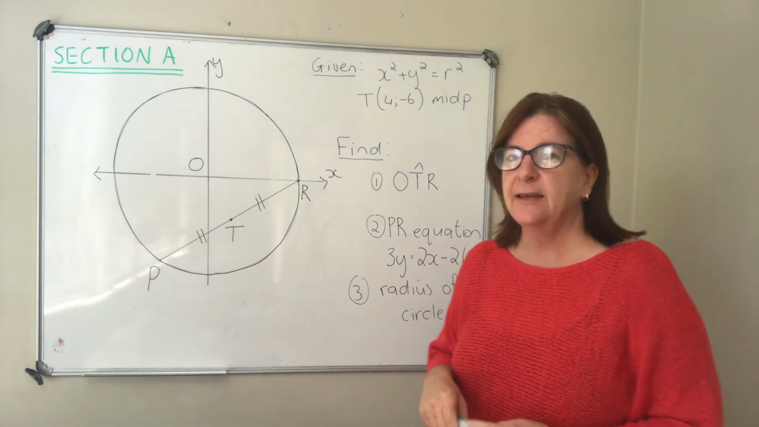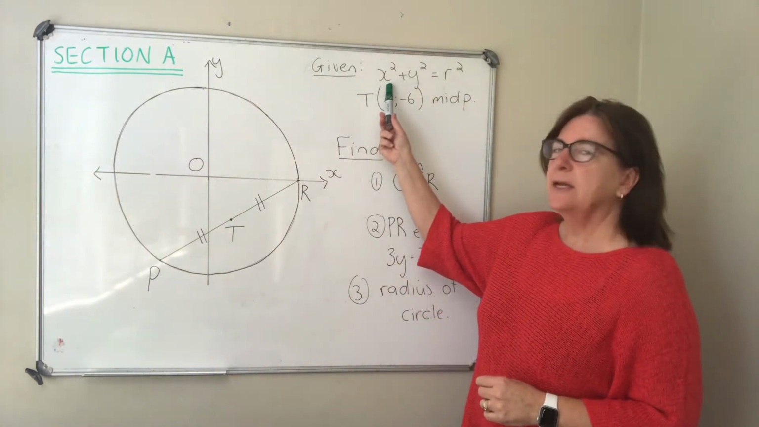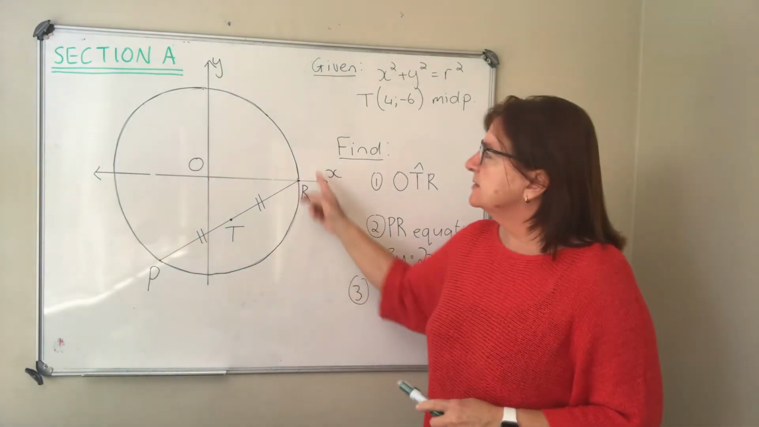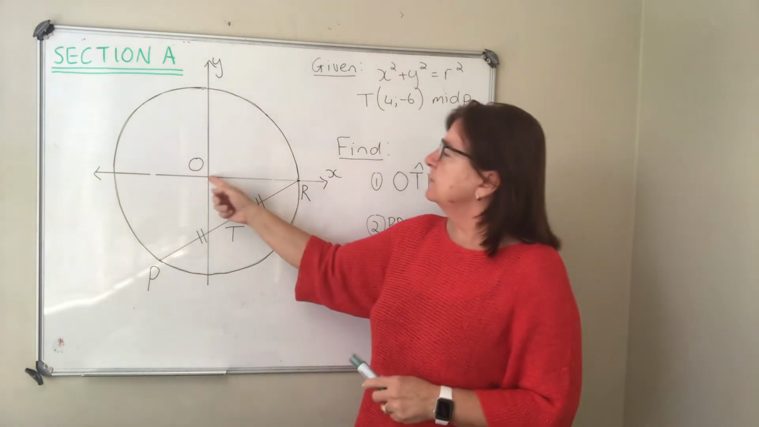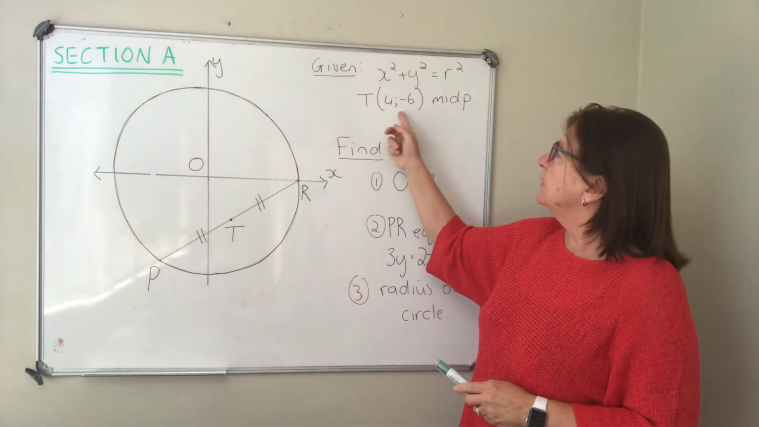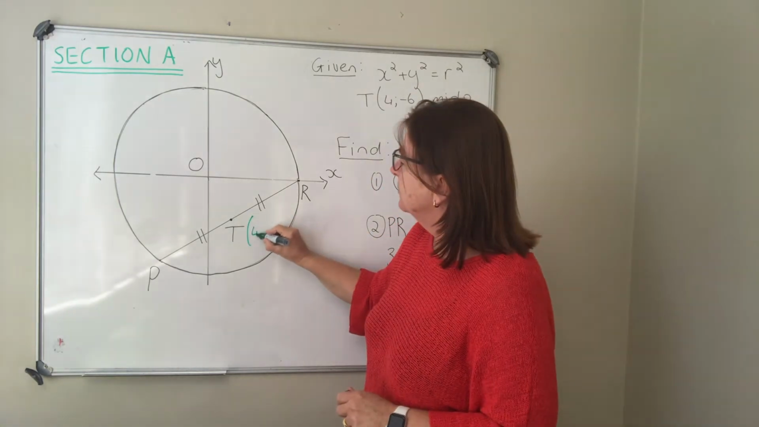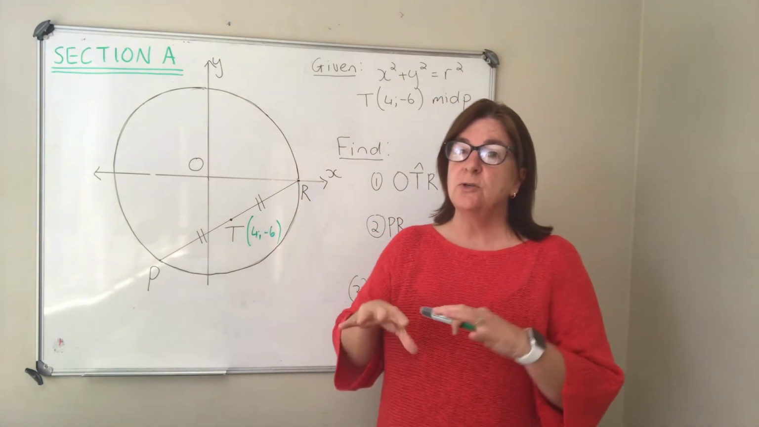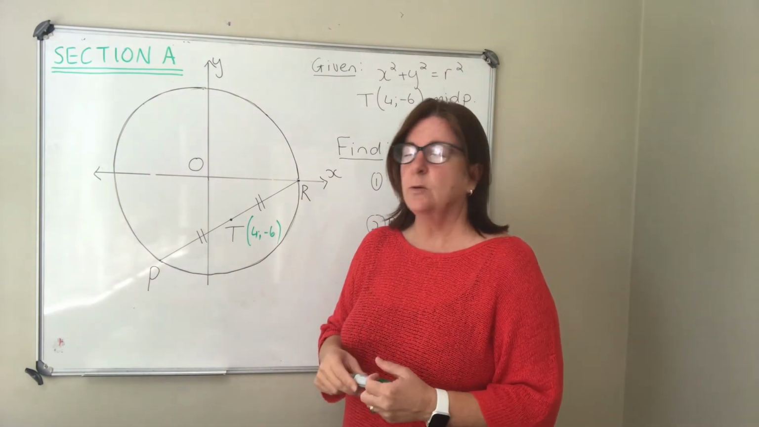So let's set the scene here. We start with given that the circle is x squared plus y squared equals r squared. So you know now from your notes that this is a circle with the center, the origin, (0, 0), and the radius obviously would be the same all the way around. And they give you the point T, which is (4, -6), and they tell us that it's a midpoint. So T is going to be the point (4, -6). And like geometry, analytical geometry is also very visual, so it's useful to put everything on the sketch and it kind of jumps out at you a little bit later when you're looking at the questions.